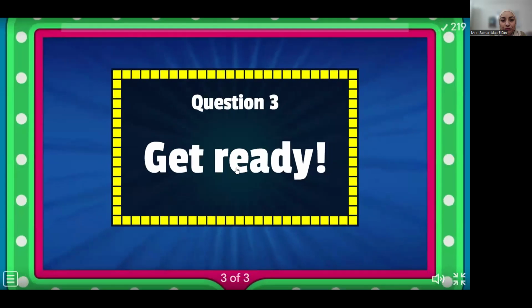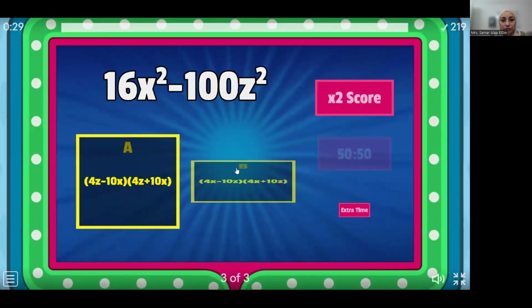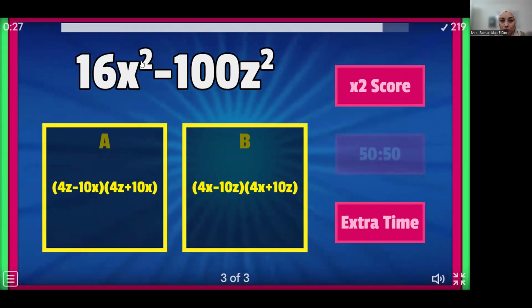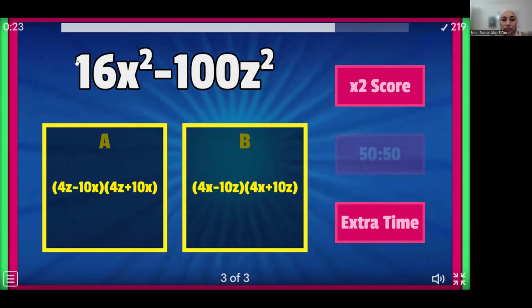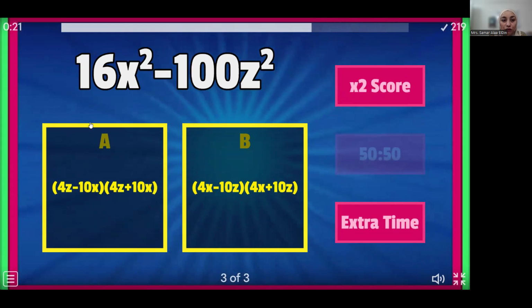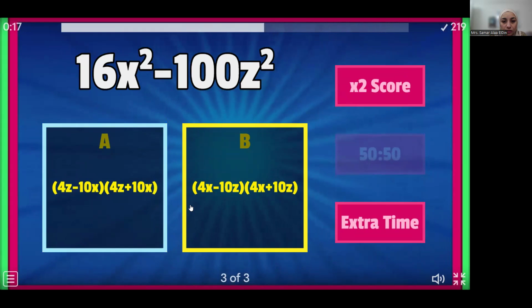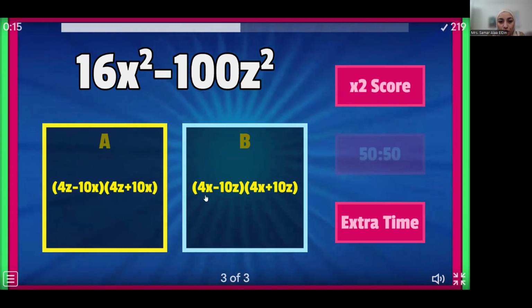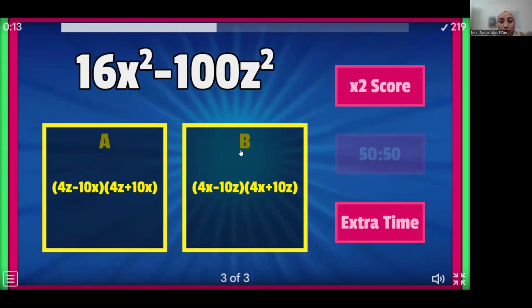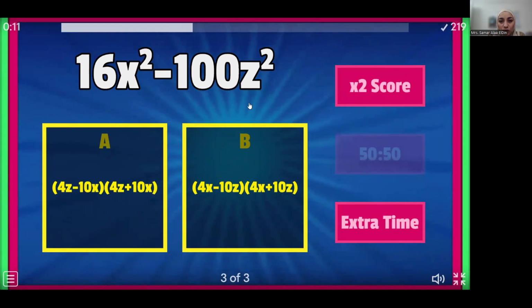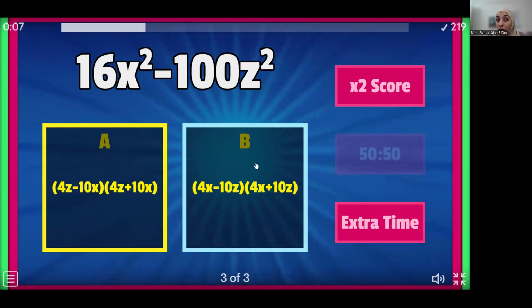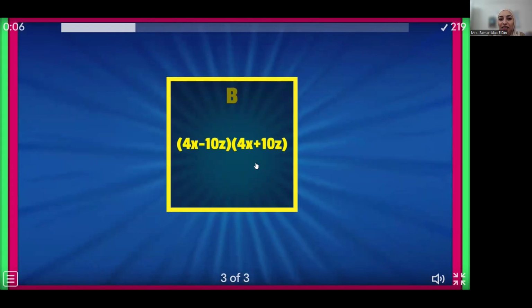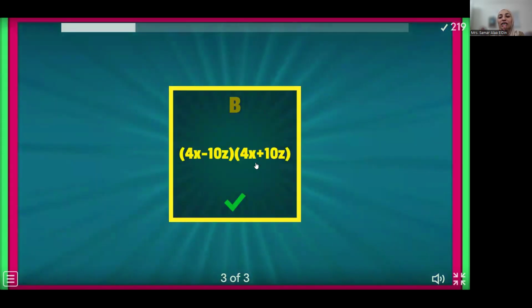Another one. 16x² minus 100z². So first we will take the square root of 16, which is 4. The square root of x² will be x, no, it's z. That's 4x, yes. The square root of 100 will be 10. The square root of z² will be z. So the answer is B. Excellent. That's right.